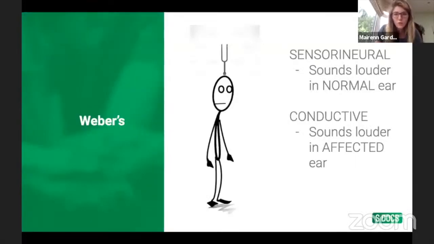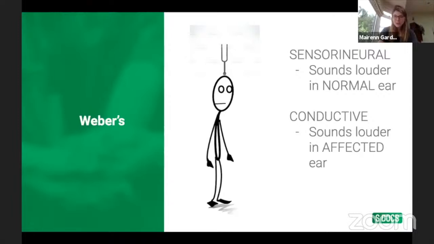So you start off with Weber's test. With Weber's test, as you can see in this diagram that I've created here, you put the tuning fork on the top of the forehead. If their hearing is normal, what you will find is that the sound is equal in both ears. If it's abnormal, the sound will localize to one ear rather than the other.